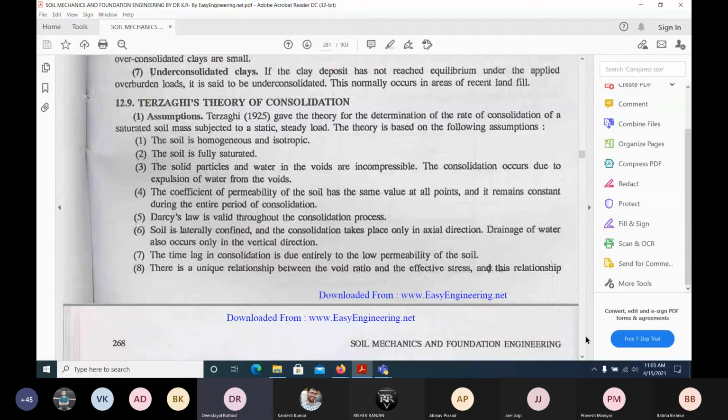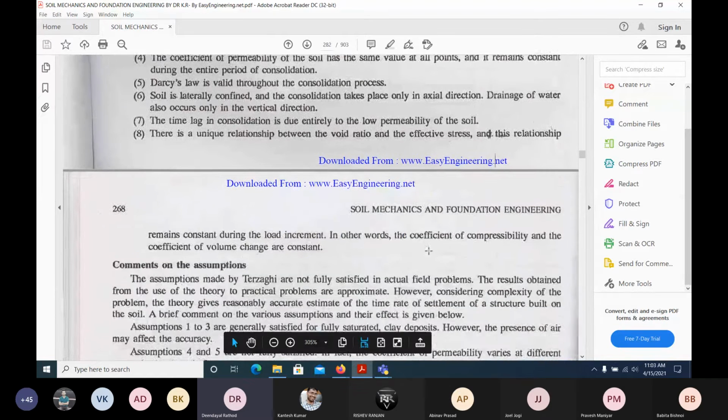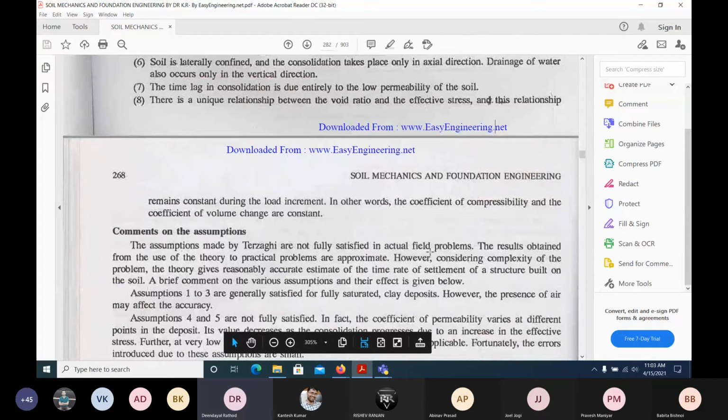The time lag in consolidation is due entirely to the low permeability of the soil. The soil has low permeability. There is a unique relationship between the void ratio and the effective stress, which we have already seen, and it remains constant during the load increment. In other words, the coefficient of compressibility and the coefficient of volume change are constant.